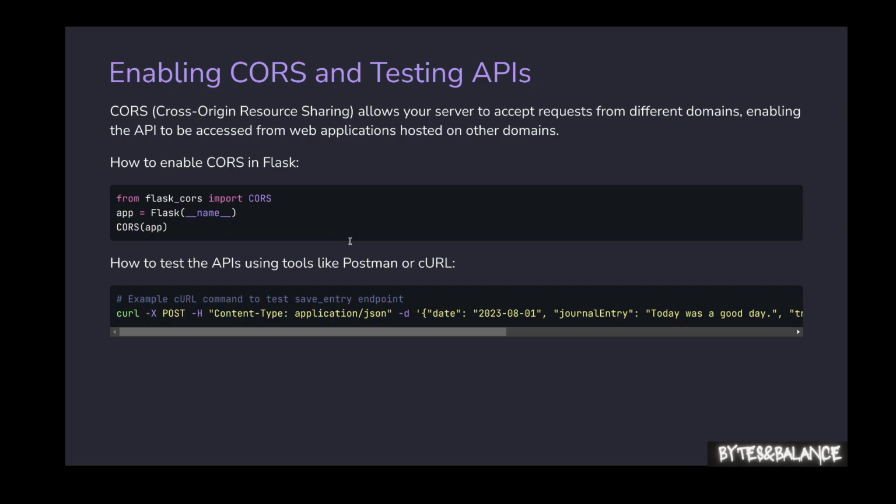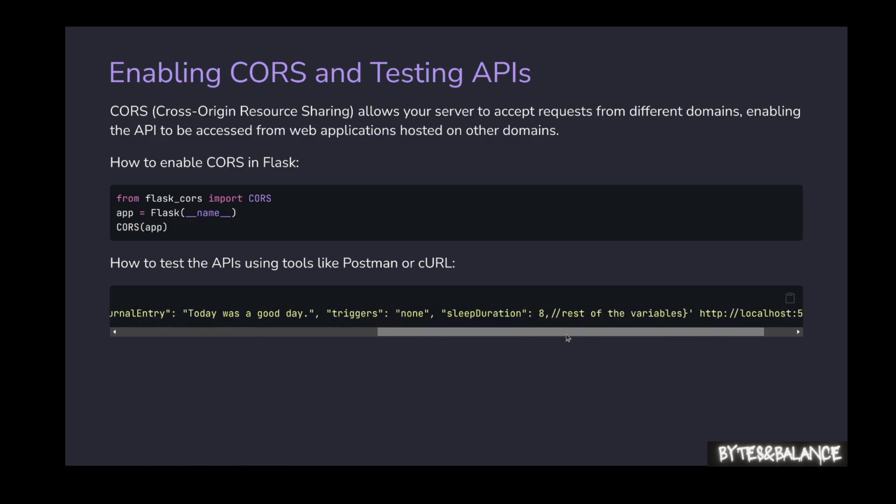Now onto testing our APIs. You can use tools like Postman or curl to make sure everything's working as expected. For example, here's how you can test the save entry endpoint using curl. This command sends a POST request to our API with a JSON payload. You can see it here. So that's a POST with a curl command. And then you can see that it's a JSON type, application, and this is the dictionary that we're sending to this save entry.